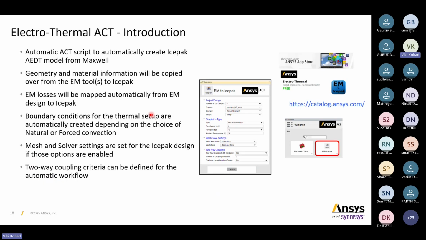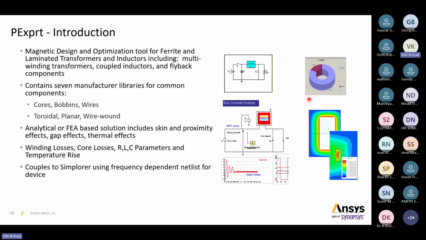And the electrothermal ACT extension is also there. This is the coupling part, to couple the electromagnetic, the Maxwell part, with the iSpec. The one ACT extension is also there. This one is the ACT extension and the name is electrothermal. And the PE Expert is there.